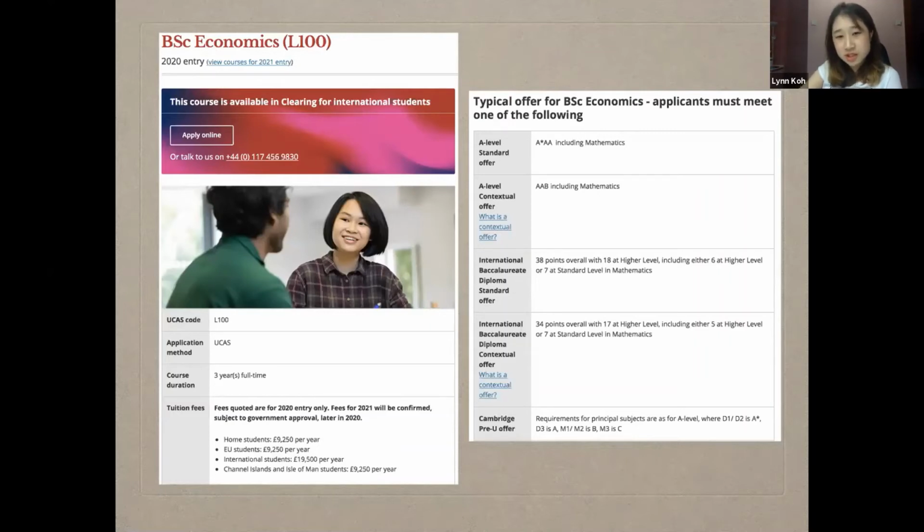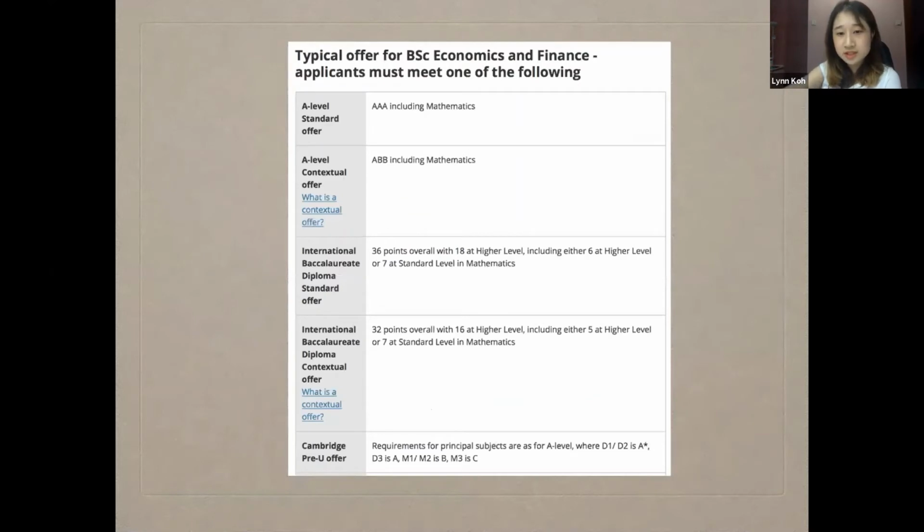I attached a screenshot of the economics and finance one on the next slide, which is here. As you can see, it's AAA, so you might want to check the different entry requirements through the website if you're interested, but I don't think the entry requirements should fluctuate too much.